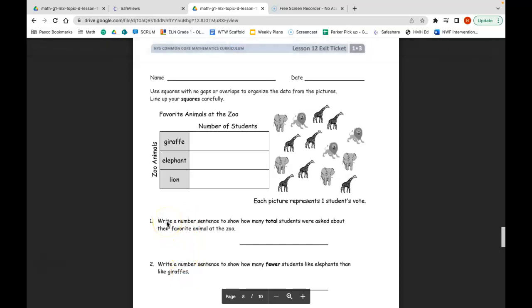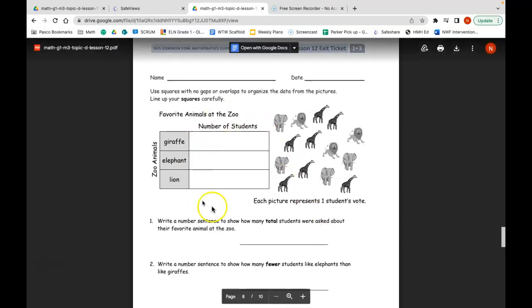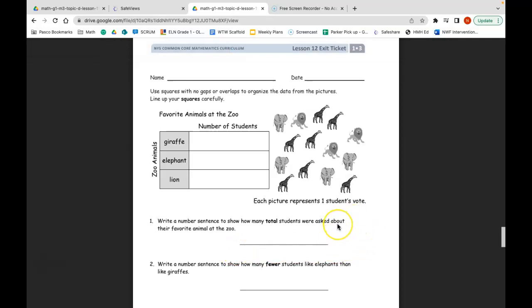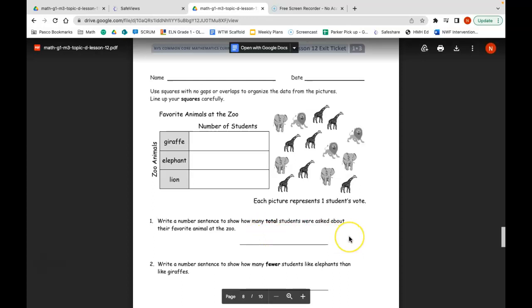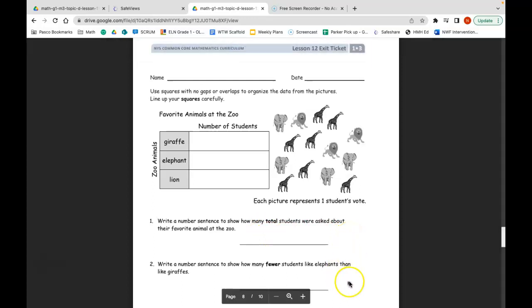Number one, remember, pause the video in between your questions so that you can answer it. Write a number sentence to show how many students were asked about their favorite animal at the zoo. So I want you to write a number sentence on this line to show me how many students were asked about their favorite animal at the zoo. So take this information and write a number sentence right here and solve how many students were asked about their favorite animal. Pause the video so you can work on that question and then restart it when you're ready for question number 2.